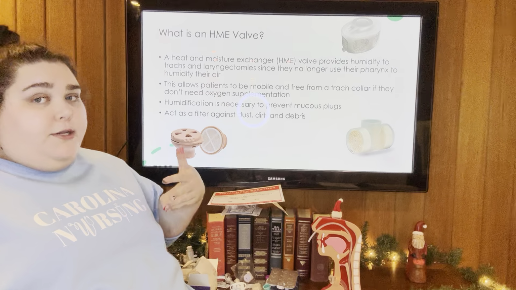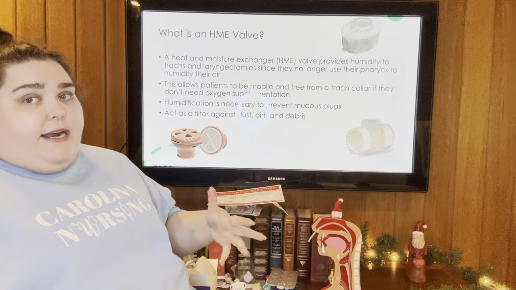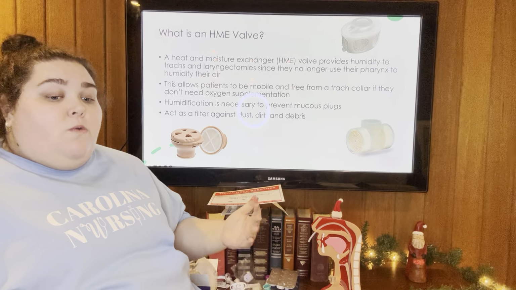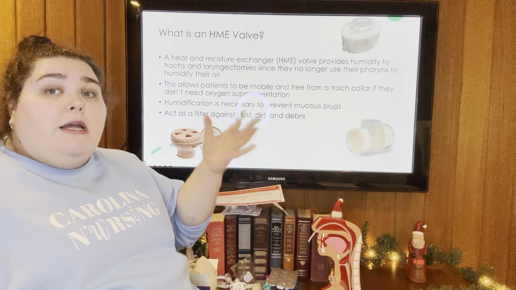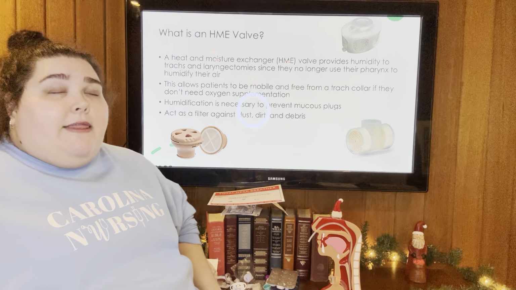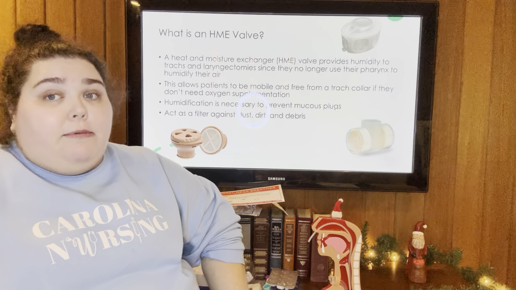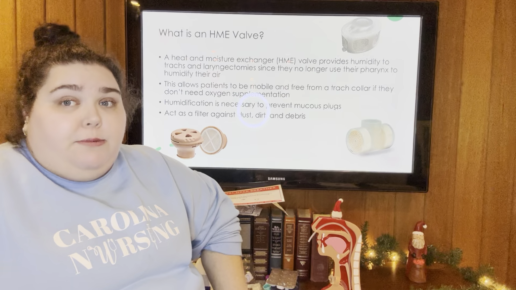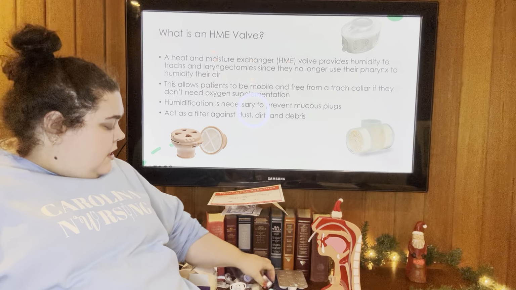So since you're no longer using that pharynx, as we talked about a lot, then you have to have something that's providing humidity. So in the hospital, we'll have a lot of patients that will be on the trach collar from the wall and getting humidity that way. That is not great for people who want to have any sort of freedom and be moving around. So kind of our ambulatory patients will end up being on an HME valve at some point. So you have several options for those.